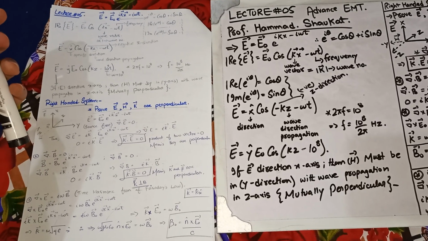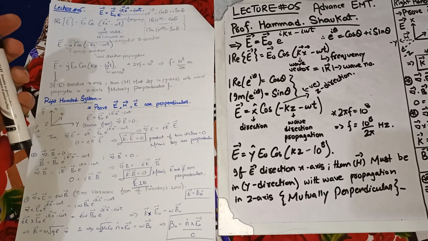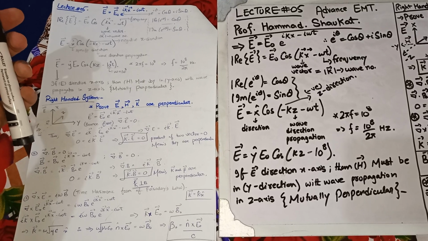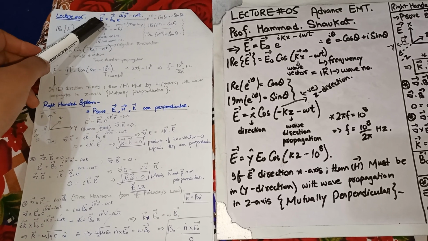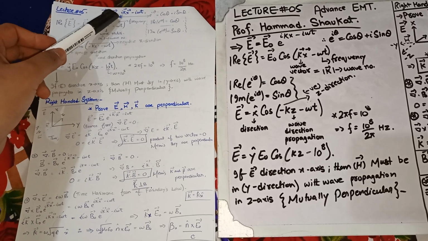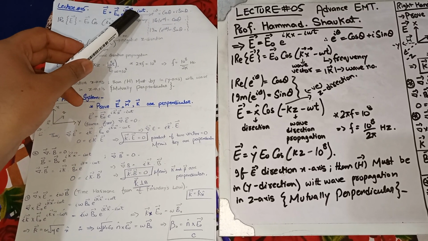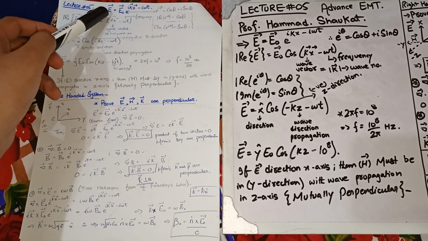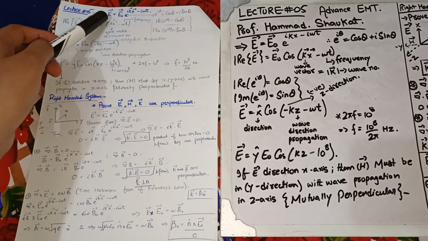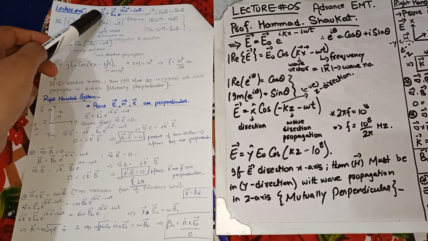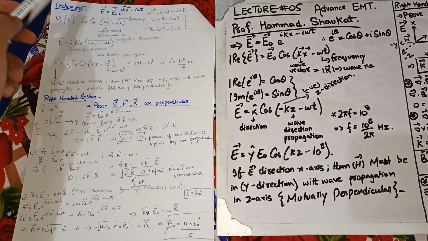As in previous lecture number 4, we already derived the Helmholtz wave equation in terms of electric field, which is E equals E naught e power iota kx minus iota omega t. This is the solution of the Helmholtz wave equation in terms of electric field. Similarly, in terms of magnetic field it is similar.